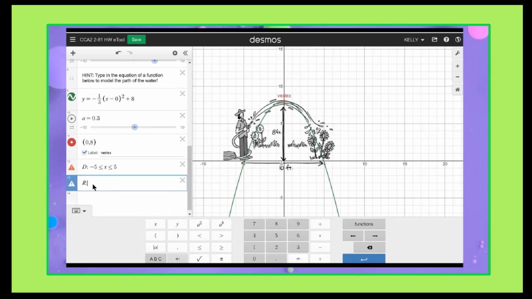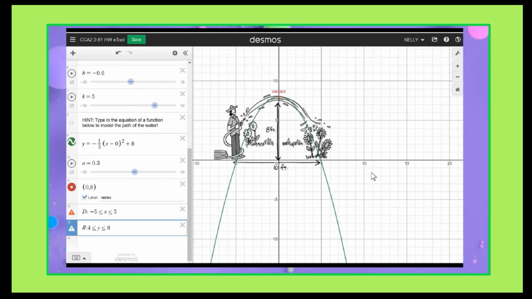So we'll put that down. 4 is less than or equal to Y, which is less than or equal to 8. And that is our domain and range, and that answers all of the questions with regard to 2-81.